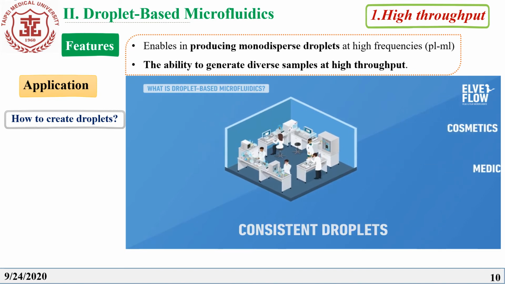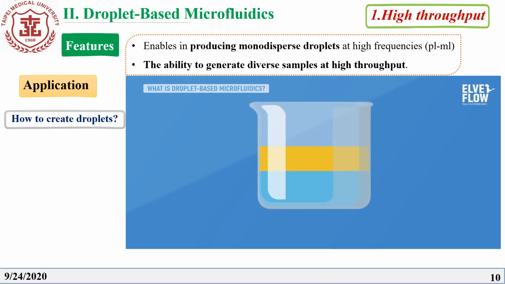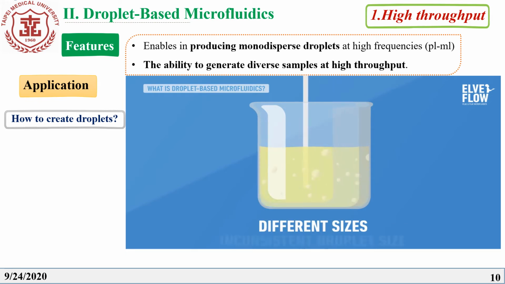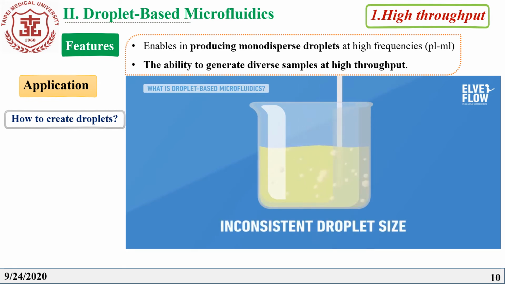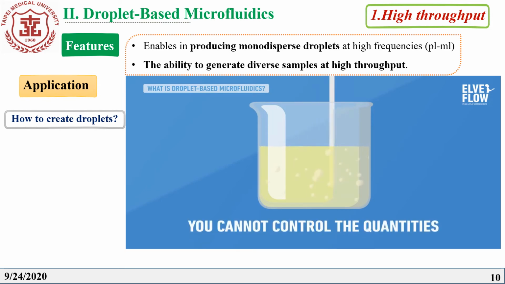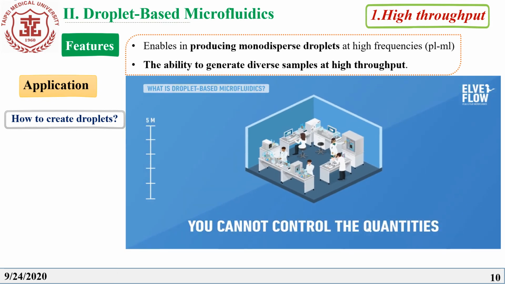To make droplets the regular way, take a beaker filled partly with water and partly with oil, two liquids that can never mix. When you stir, droplets start to form. They are of different sizes. When using this technique at an industrial level, inconsistent droplet size can be an issue, and some of the liquid will be lost because you cannot control the quantities precisely.